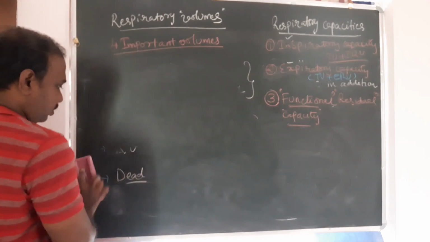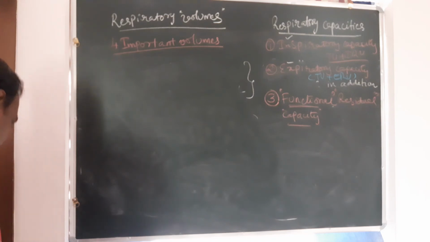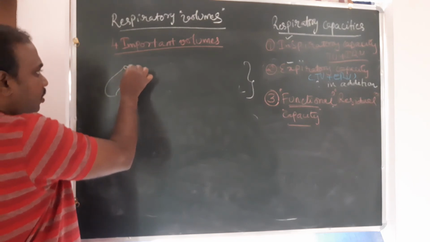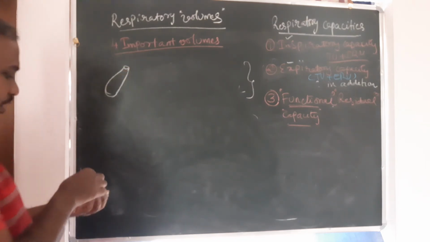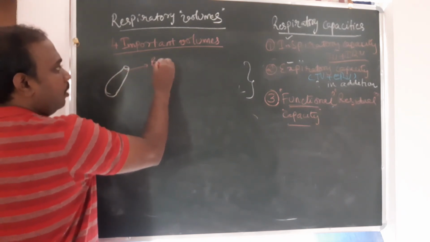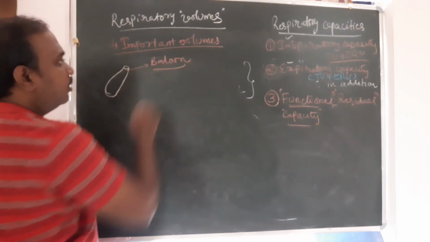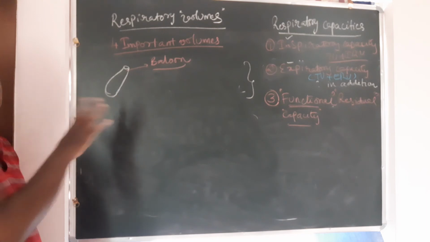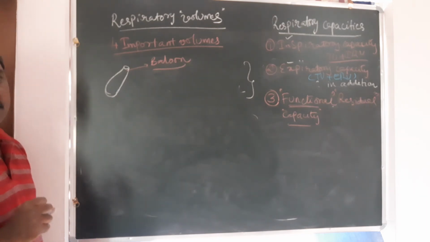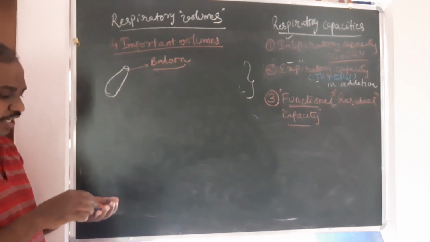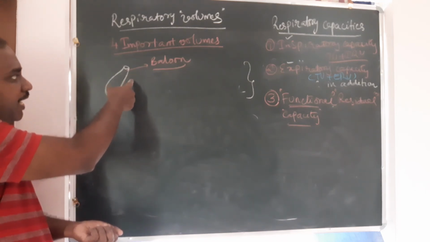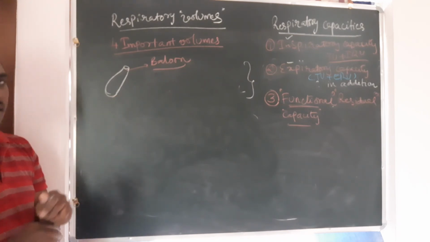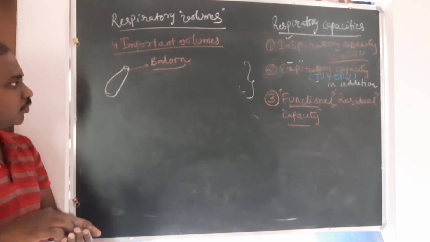So I am taking a balloon as an example. We all know the balloon, right? You can inflate this balloon. So the balloon is a representation of lungs, and it can be inflated in the same way the lungs can be inflated. Right? So here, how much air can this balloon accommodate? We'll see by blowing air into it.